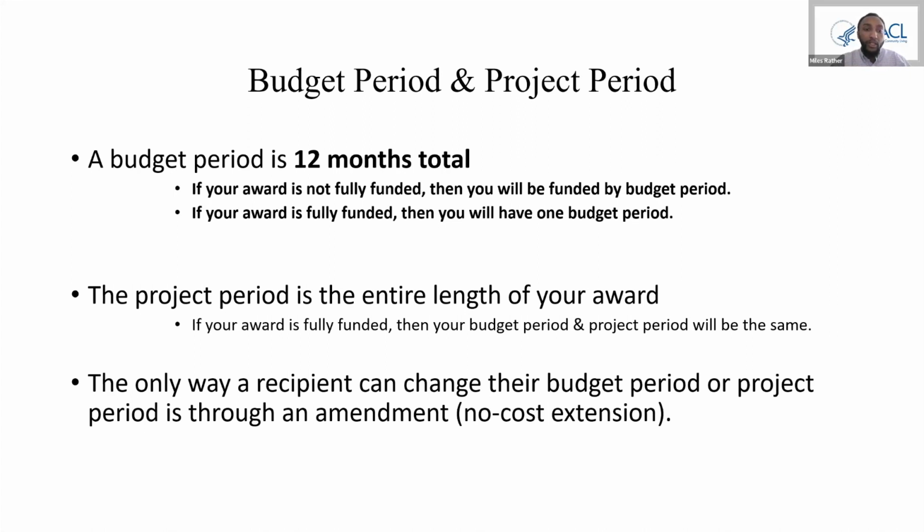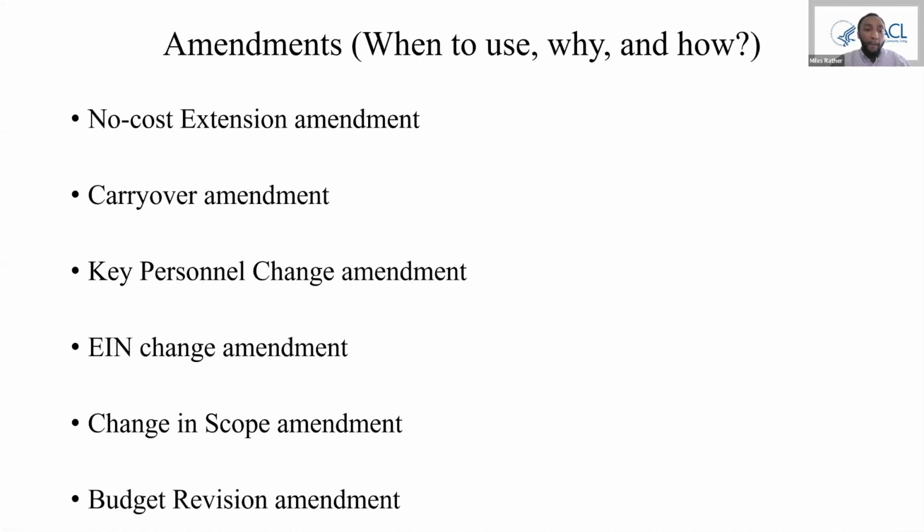On to the next slide, which leads us to good old amendments. Now we focus on some, but not all, amendments that can be submitted through Grant Solutions. As I stated during the agenda slide, these 6 amendments are the most requested amendments ACL receives. As shown on this slide, those 6 amendments are no cost extension amendments, carryover amendments, key personnel change amendments, EIN change amendments, change in scope amendments, and budget revision amendments. In the next slides, I will discuss the importance of all 6 amendments, starting with a no cost extension.